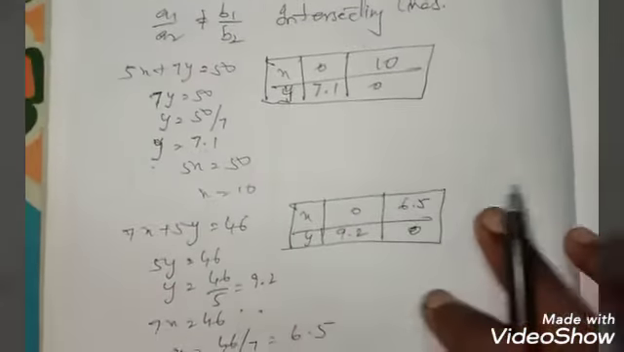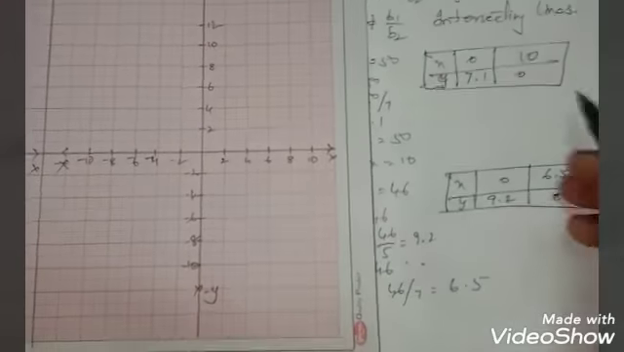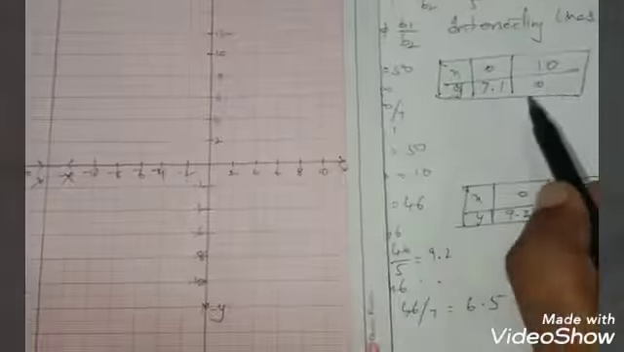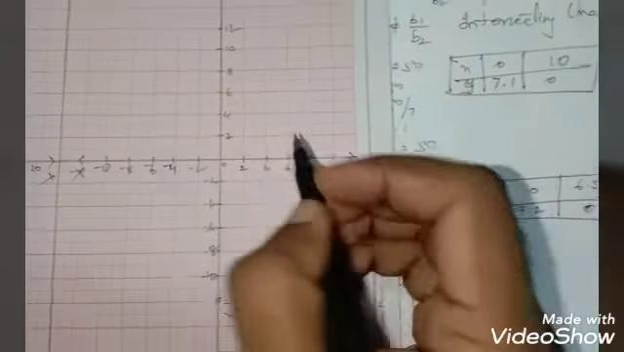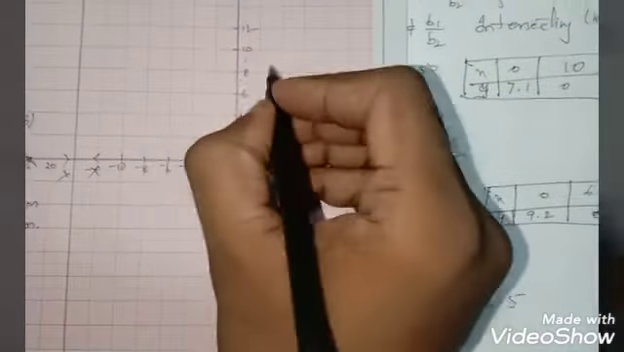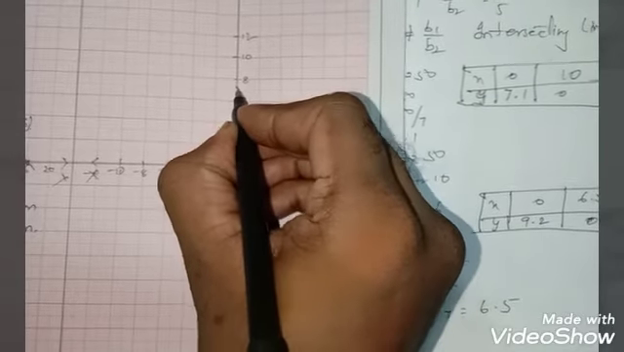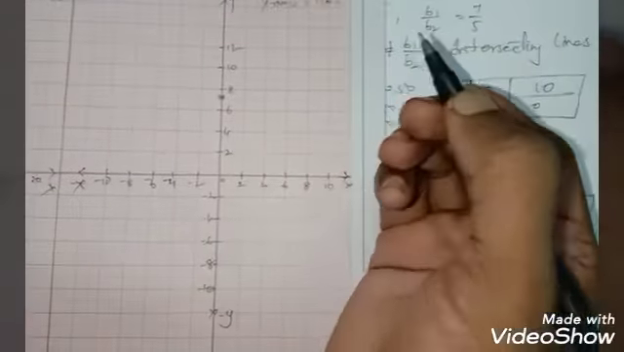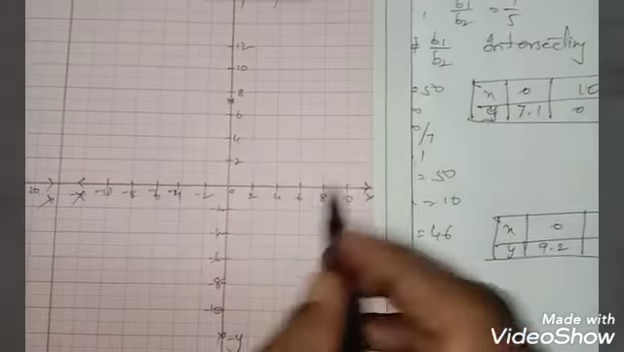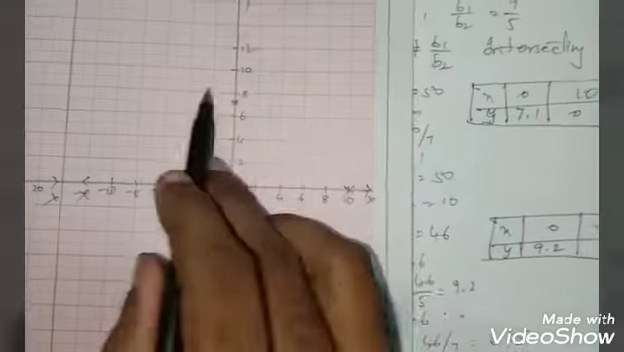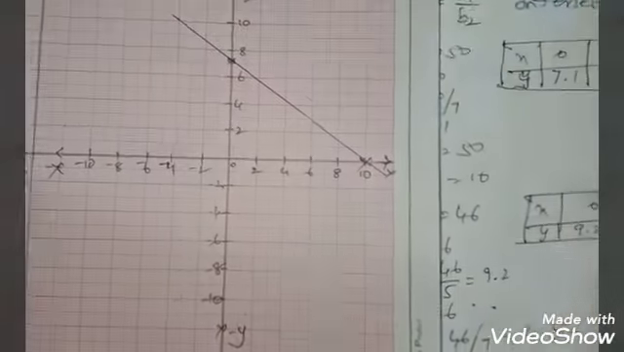So after getting these 2 points, you have to represent them on a graph. Now your first point is 0 and 7.1, so 0 on the x-axis and 7.1 on the y-axis. 7.1 means this is 6, this is 7, and 7.1 is approximately on the line just above 7. Next, x-axis is 10 and y-axis 0. So x-axis 10 is here. Now join these 2 points. After joining these 2 points, there is the line of the first equation.